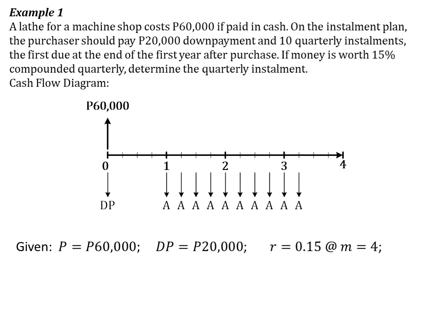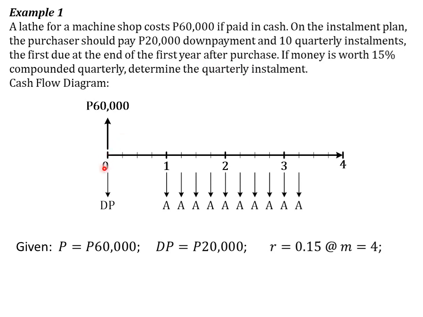Okay, for this example, you have the price of 60,000 pesos, if paid in cash. So that is the price. Remember, price is the present amount. Now, on the installment plan, you will have a 20,000 peso down payment and 10 quarterly installments. So this will be every 3 months counting. So 10 quarterly installments, first due at the end of the first year after purchase.